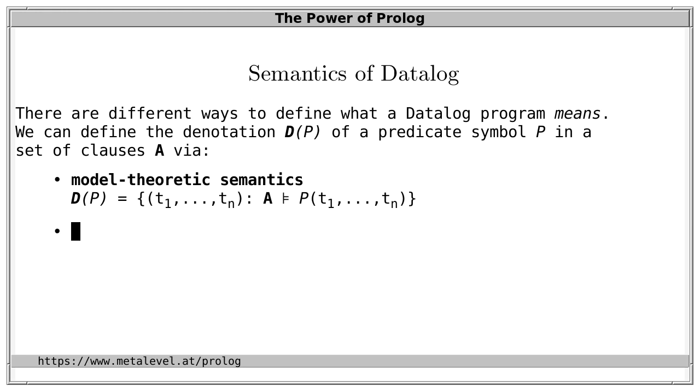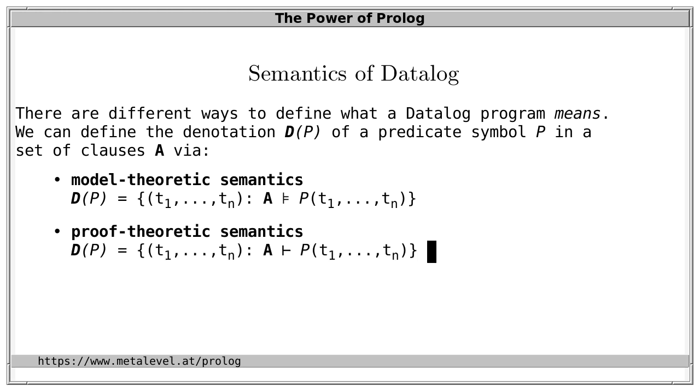Another way to define the meaning of a predicate is to give it a proof-theoretic semantics. This looks almost like the definition above, except that we replace semantic consequence by syntactic consequence. So now we no longer talk about models, but about proofs. And we now say we mean all tuples that are syntactically entailed by the clauses A. So all tuples for which we can derive a proof that they follow from A.